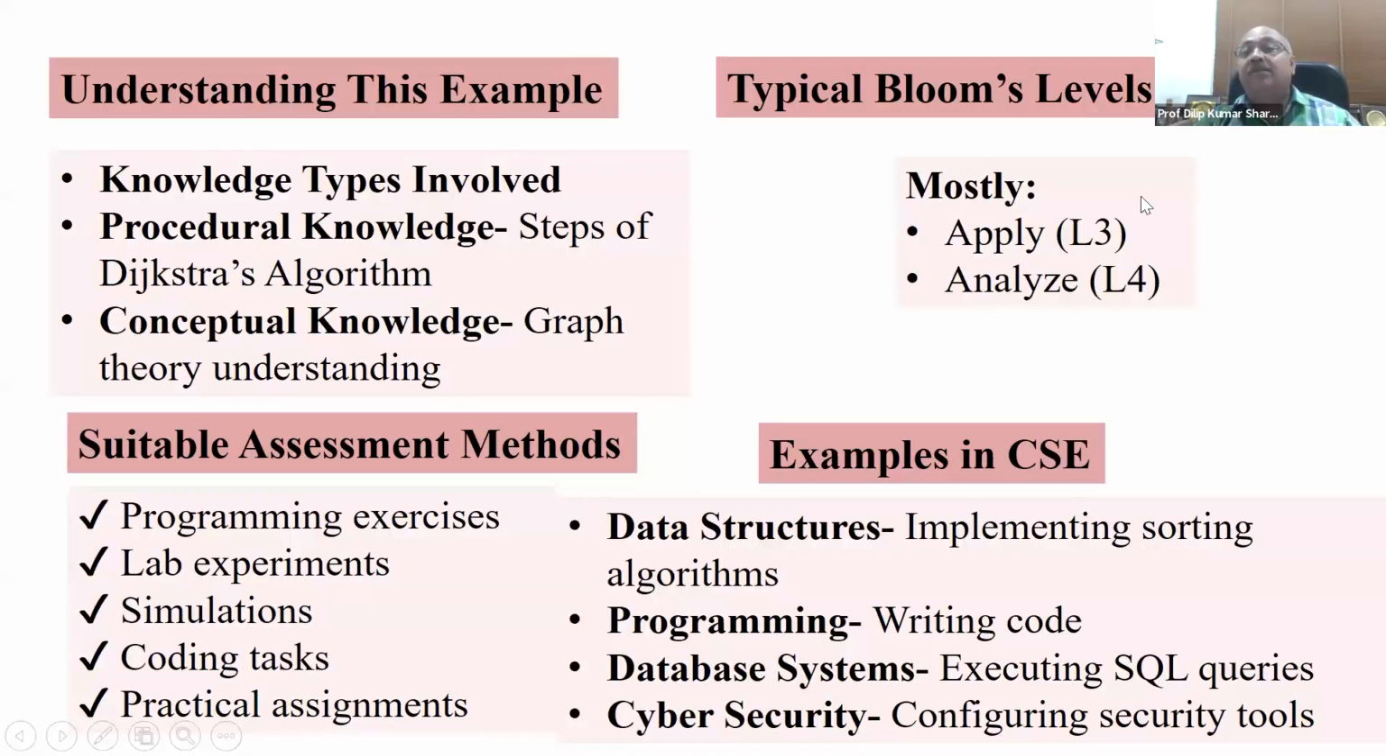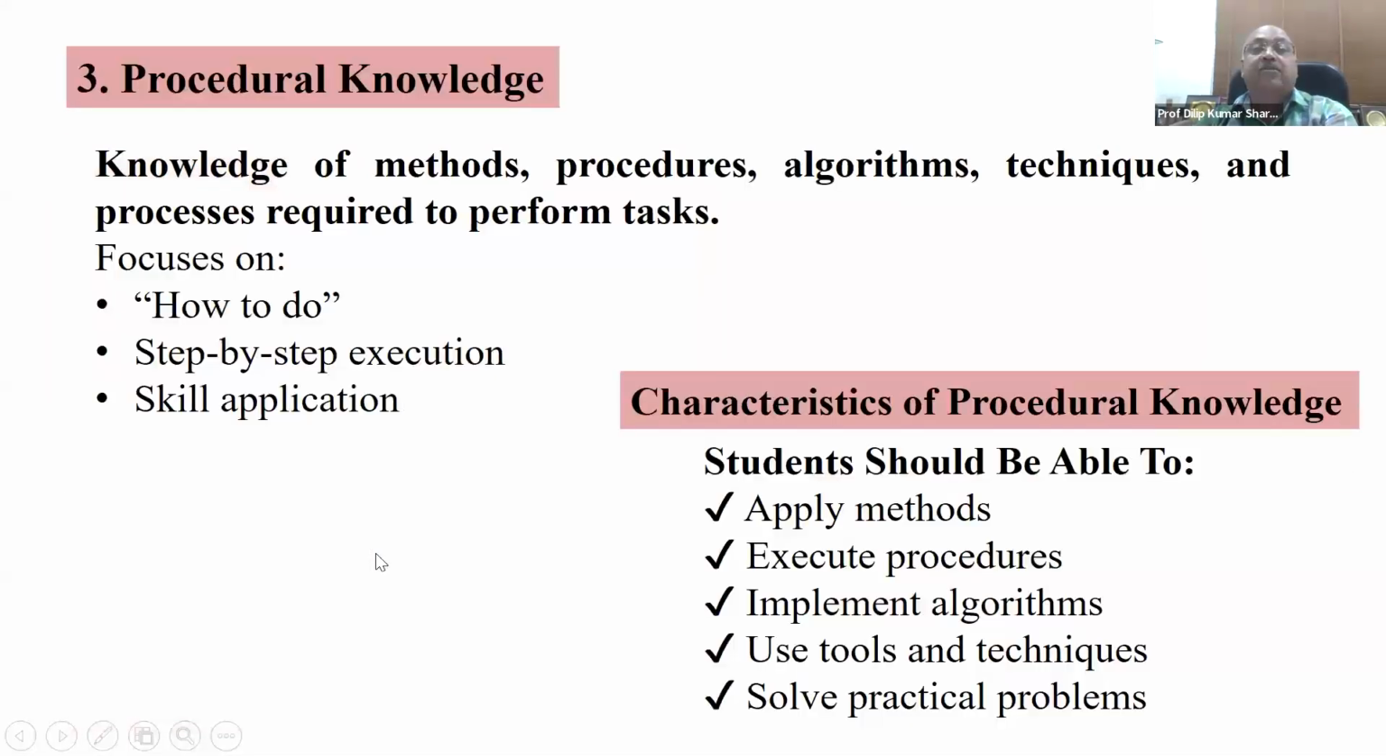So here we have the Bloom's taxonomy level 3 and 4. So suitable assessment: programming exercise, lab experiment, simulation, coding task, practical assignments for understanding this kind of knowledge level. So what is that knowledge level? It is procedural.